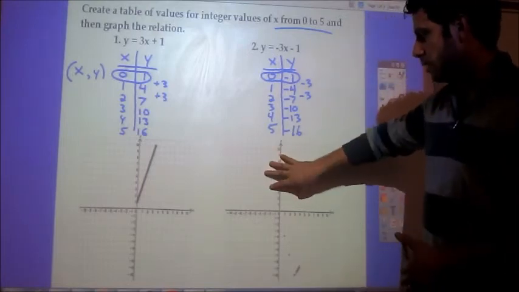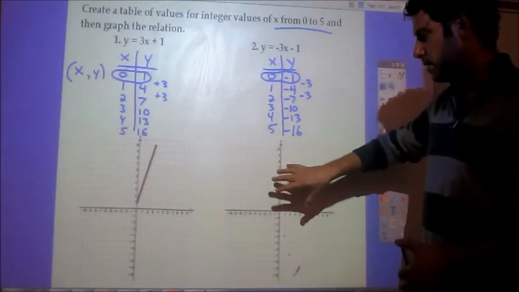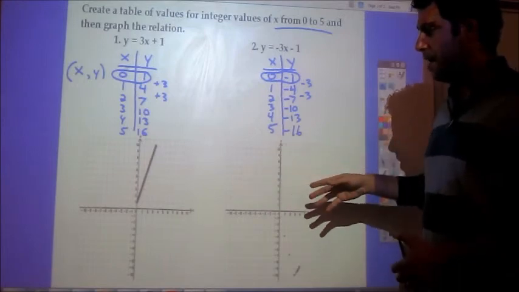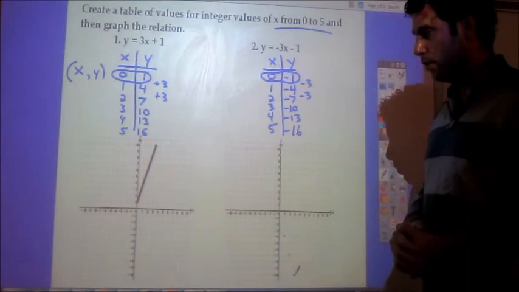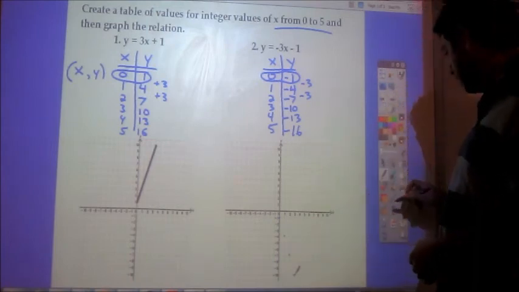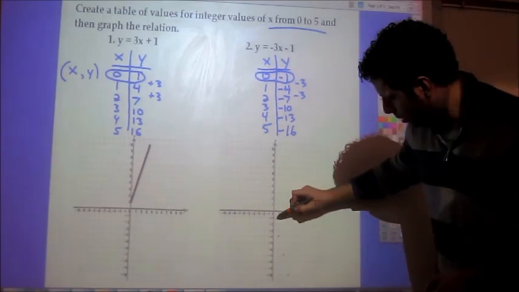It's helpful to use an XY template like this. Makes it quicker and easier to graph. If you don't have one accessible though, graph paper will have to do, and you can just draw your own XY grid. So now let's connect those dots and see our line.